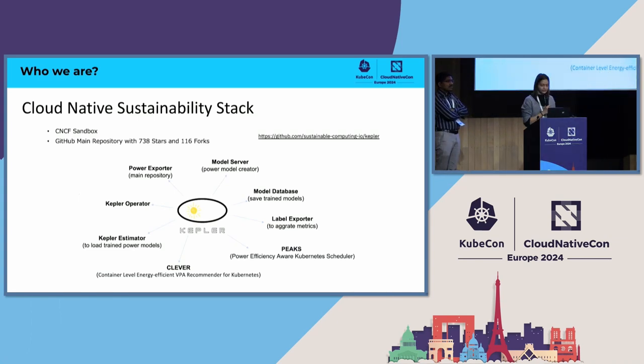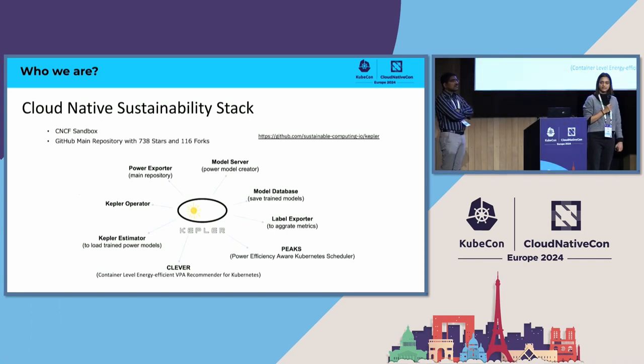So at the cornerstone, we have the project Kepler, which gives you energy observability metrics of your cluster. And around Kepler, we have other projects that consume those observability metrics to do cluster optimization. Kepler is a CNCF sandbox project already, and feel free to drop by the kiosk on Friday, 10:30 to 12:30, if you want to know more about Kepler. But today we are talking about Peaks, which uses Kepler observability data to do energy and power-aware Kubernetes scheduling.